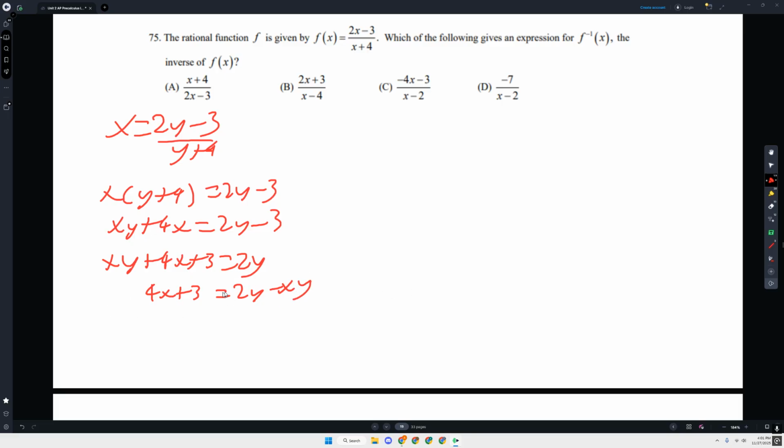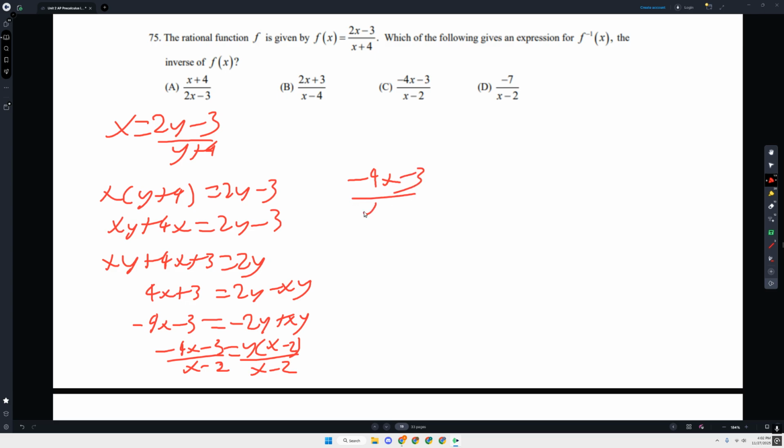We're going to multiply both sides by negative 1 so we can get x to be positive. So now we're going to get negative 4x minus 3 is equal to negative 2y plus xy. We're going to factor a y on this side, so this would be y times (x minus 2) is equal to negative 4x minus 3. We're going to divide by x minus 2, which would get us negative 4x minus 3 divided by x minus 2 equals y, which lines up with C. Any questions about this?